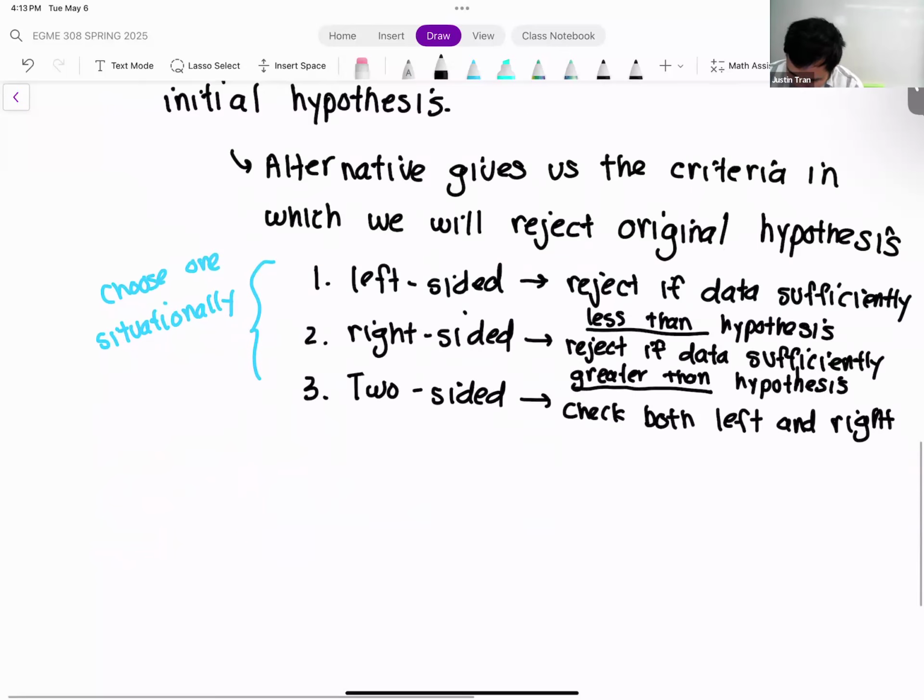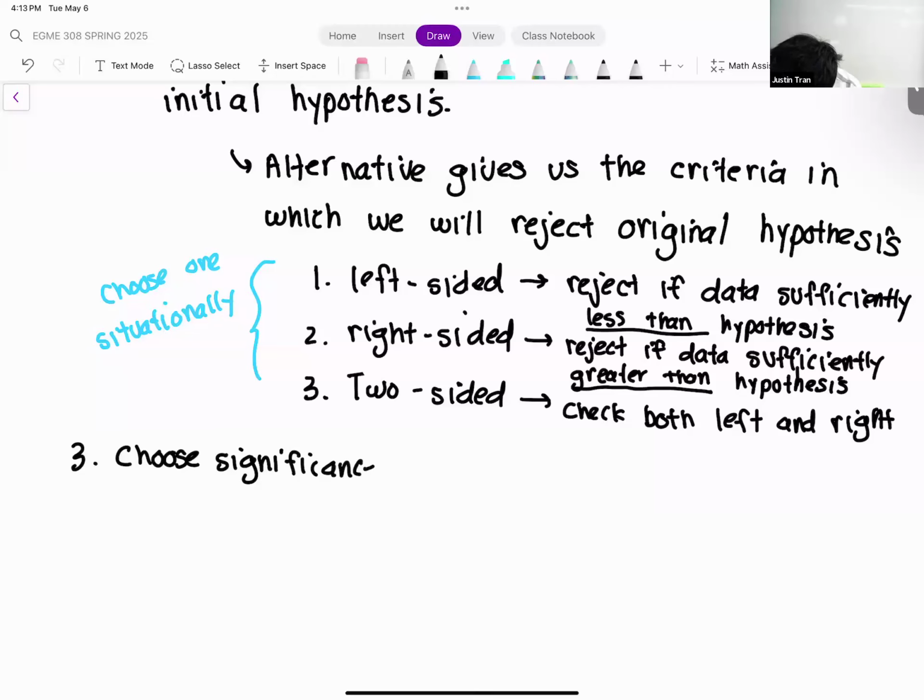Okay, good. All right, step 3, pretty simple step here. We need to choose something called the significance level. If you look at the previous step, we are only going to reject our hypothesis if our data is sufficiently far away from our hypothesis, right? Because, as with any random event, there's going to be some uncertainty in terms of how we actually measure the data.